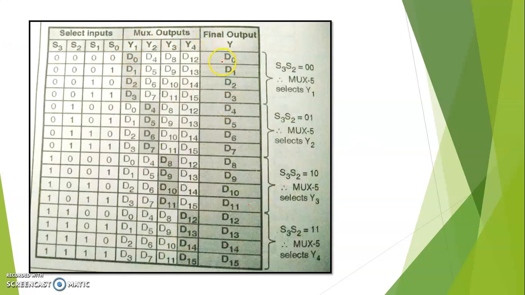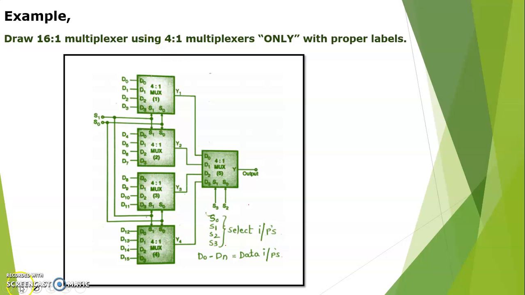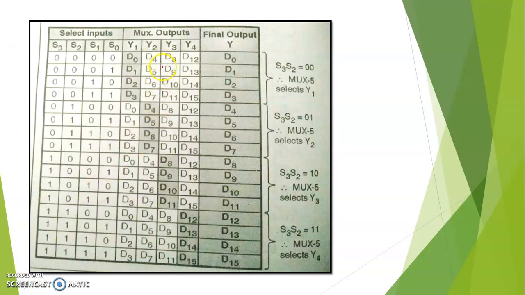This shows the select inputs, mux outputs, and final output for a 16:1 multiplexer using 4:1 multiplexers. Y1 is active for the first 4 inputs, then Y2 is active for the next 4, then Y3, and then Y4. This is the mux input Y1, and these are D0 to D15. You can see that.